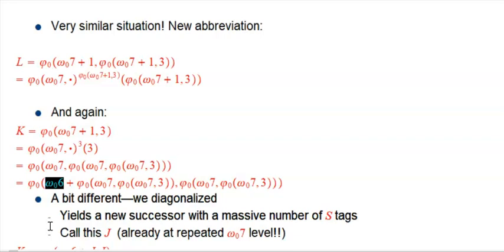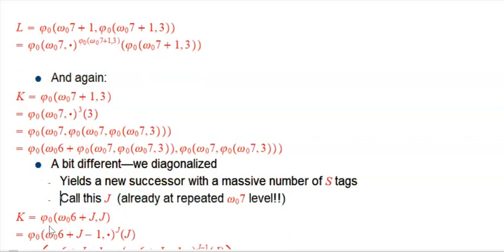Okay, so let's call this number J. Okay, that is an incredibly big number. It's already something that is fully at this level of the kind of number we create with an omega naught 7.